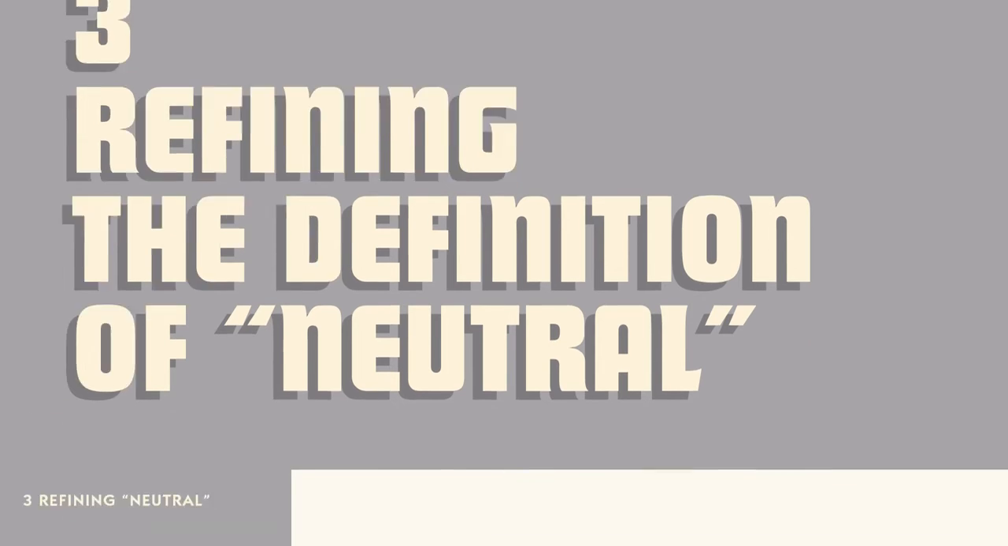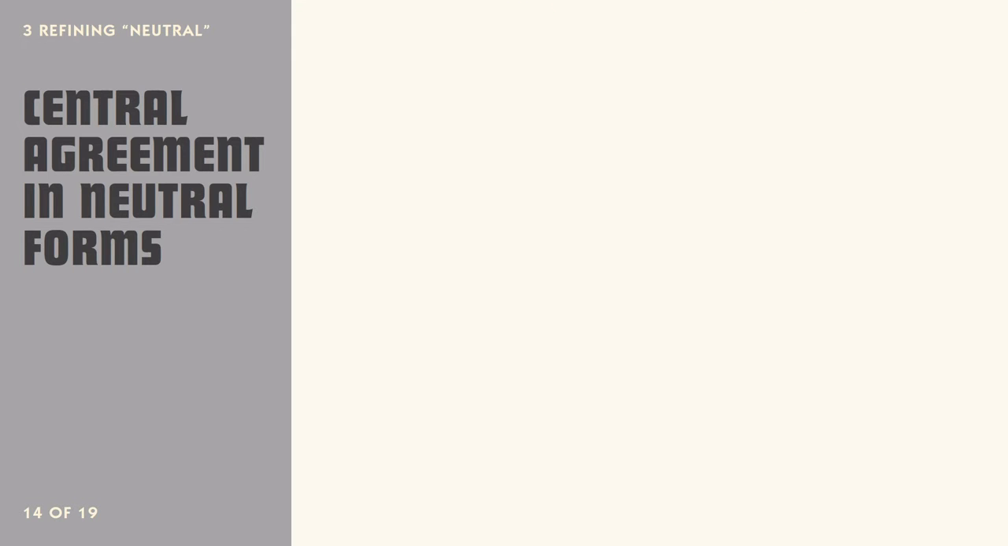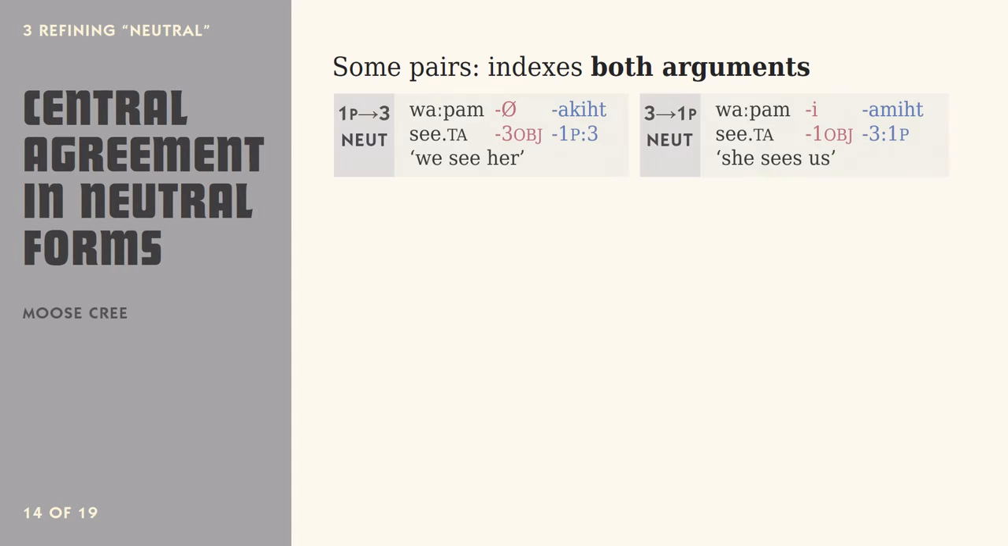It's the central agreement that we need to focus on. The theme sign is not a problem, as it consistently indexes the patient in all neutral forms. But the central agreement can do a bunch of things. In some pairs of neutral forms, the central agreement uniformly indexes both arguments, as in the Moose Cree forms that we just looked at. Both forms have a portmanteau central suffix that indexes the agent and the patient.